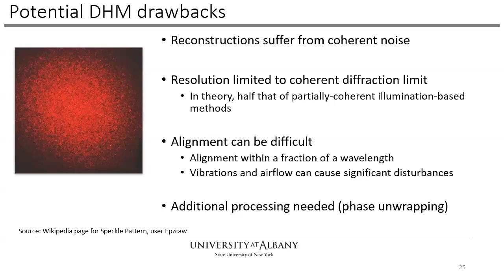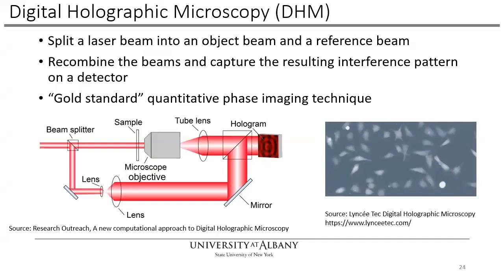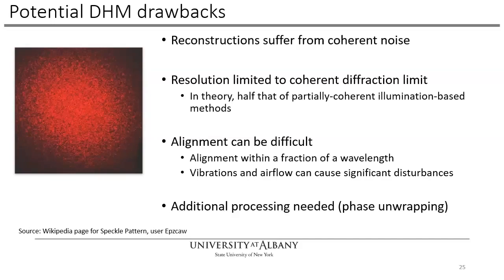The resolution limit is limited to the coherent diffraction limit, which is in theory half of what we can do with TIE. I'll talk about that in detail later on when I come back to TIE in our microscope. Alignment can be difficult. You don't need this setup necessarily, but you need specialized optics to do interferometry. You have to maintain alignment to the beams while you're doing your measurement, at least to within a fraction of a wavelength, so the fringes don't shift too much and wash out.